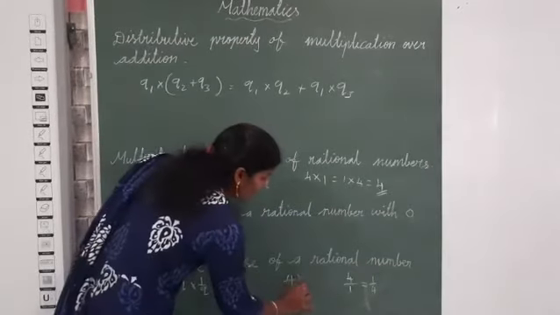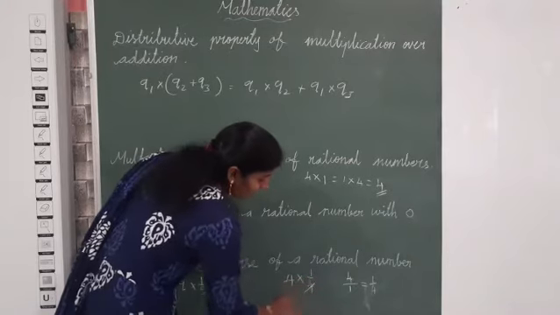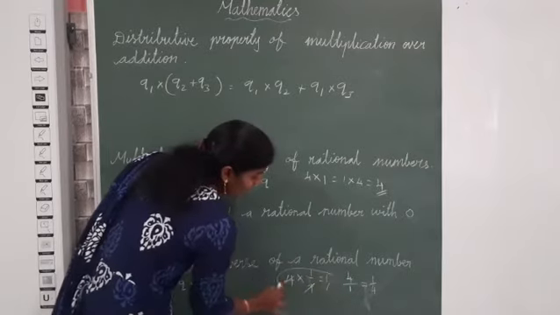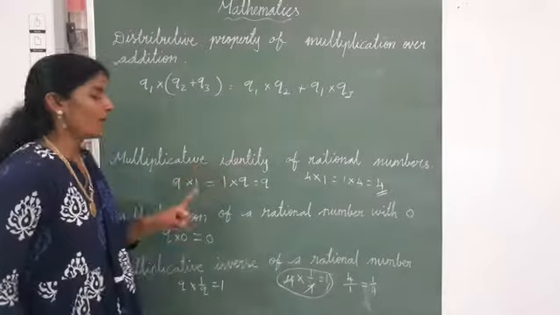Now we can multiply by the multiplicative inverse of 4, 1 by 4. Now we can cancel it, 4 and 4. Here 1 into 1 is equal to 1. What is the answer? Okay, so q cross 1 by q is equal to 1.